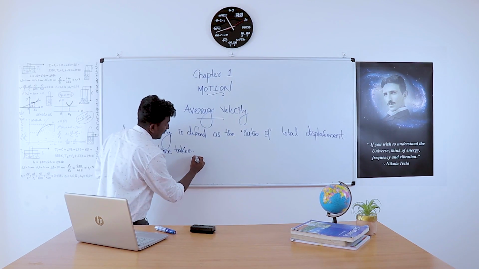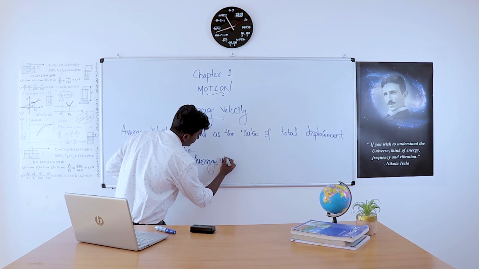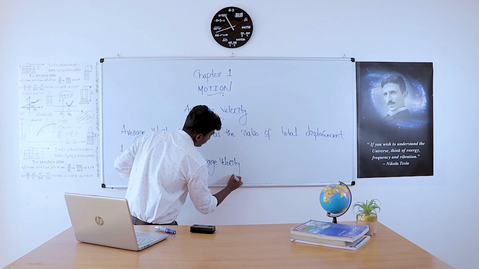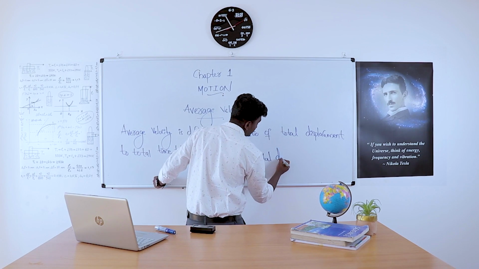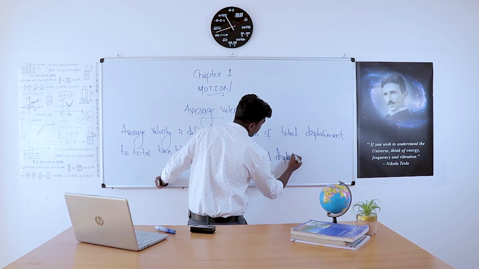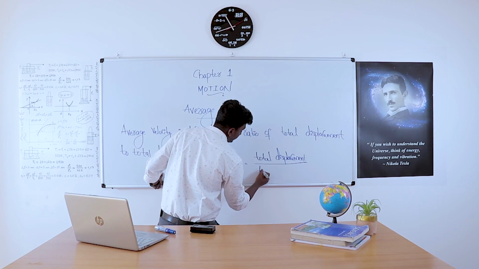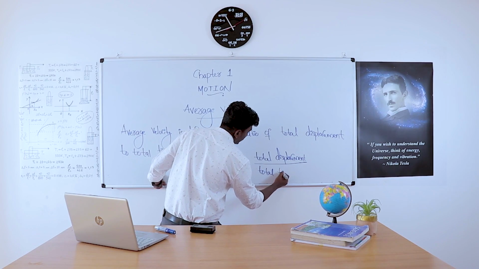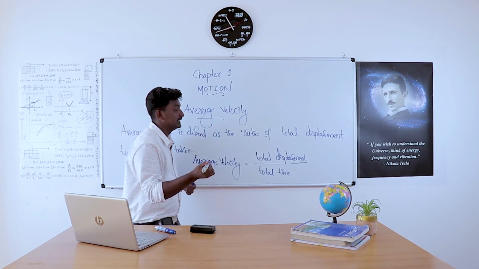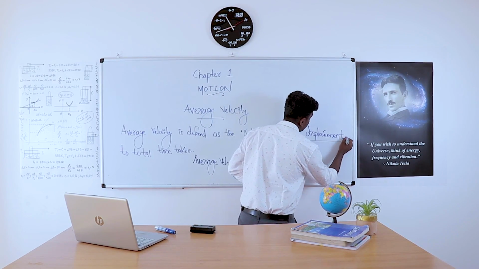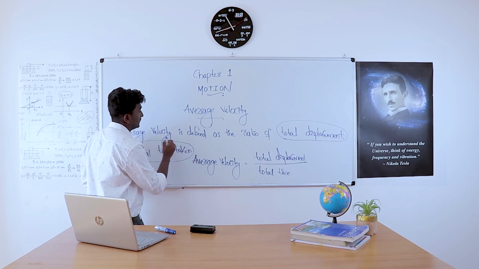Here we can write average velocity equal to total displacement divided by total time. This is what average velocity is. Just underline the term total displacement to total time.